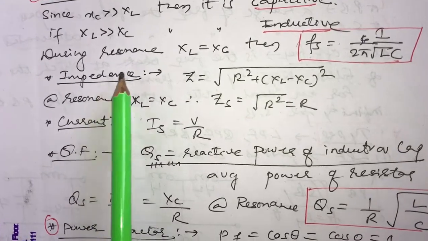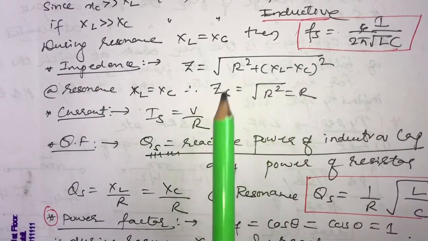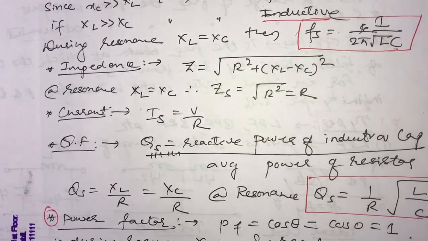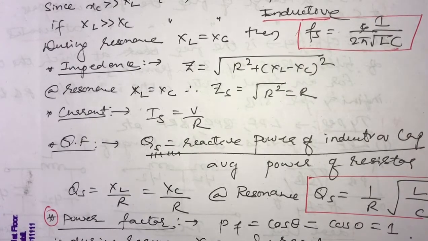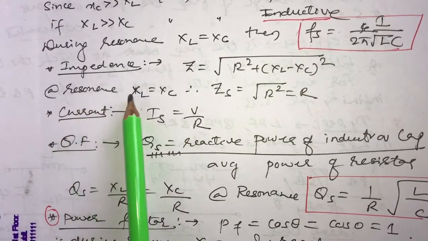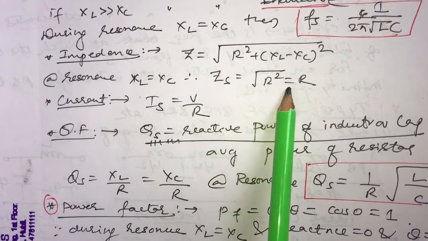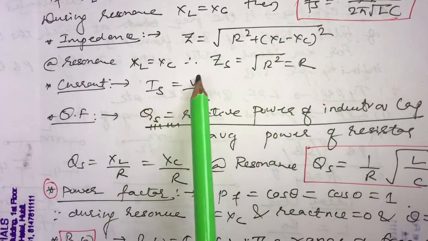And what is impedance? Impedance is the sum of all. Impedance is nothing but the total opposition offered to the flow of AC supply by the resistor, the inductor, and the capacitor. The resistor gives resistance, the capacitor gives capacitive reactance, and the inductor gives inductive reactance. During resonance XL equals XC and Zs is the square root of R squared, that is R, and the current here is V by R.